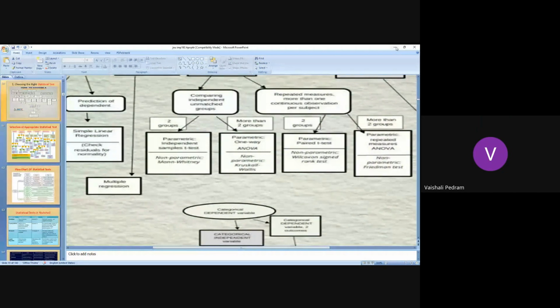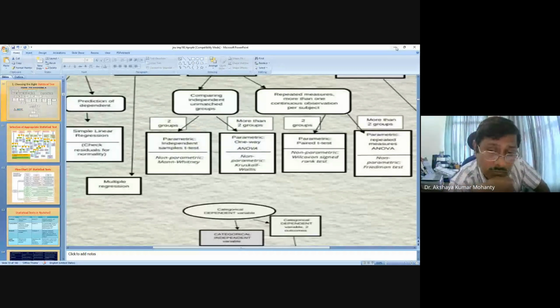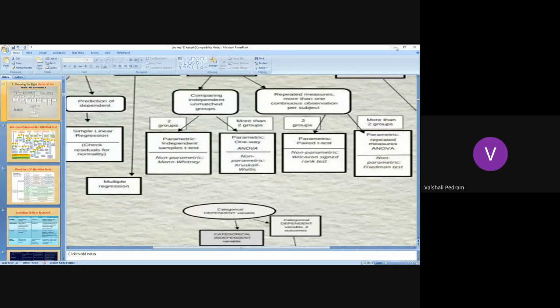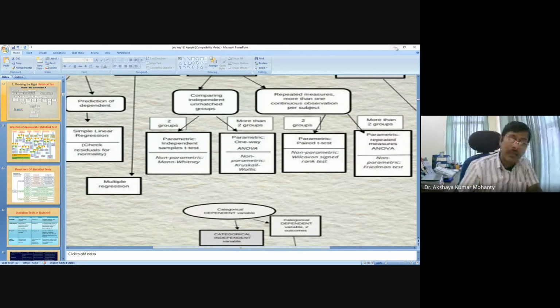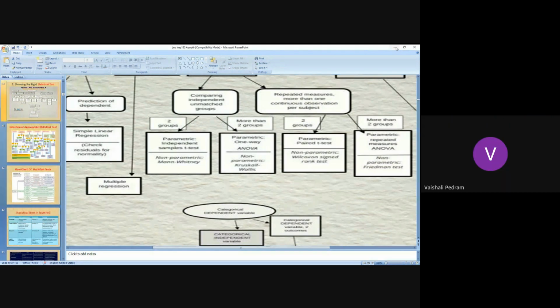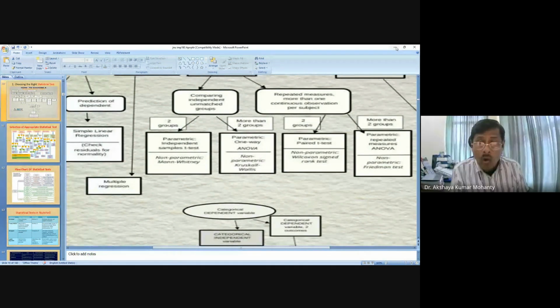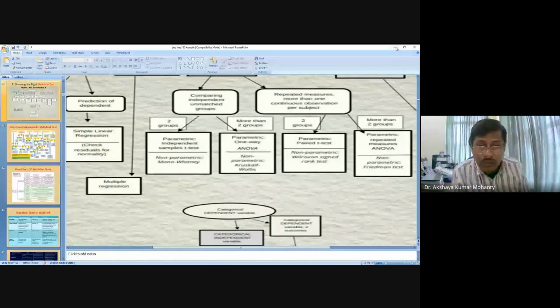So right now, nominal or ordinal, you tell? Ordinal I have taken. Ordinal. Okay, got it. So this is ordinal. So now you can do one thing: ordinal logistic regression, you can do it. Got it. Ordinal logistic regression.